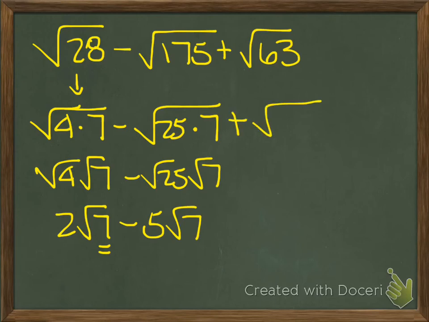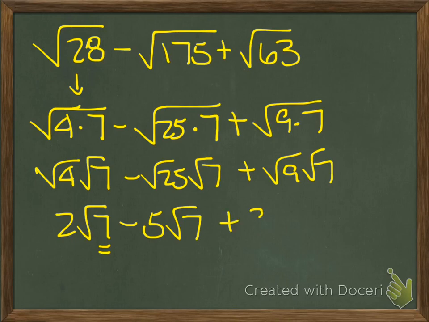Now I'll go for my 63. Again, I know I want something with a 7. What happens to be 9 times 7? Square root of 9, square root of 7. That becomes 3 square root of 7.